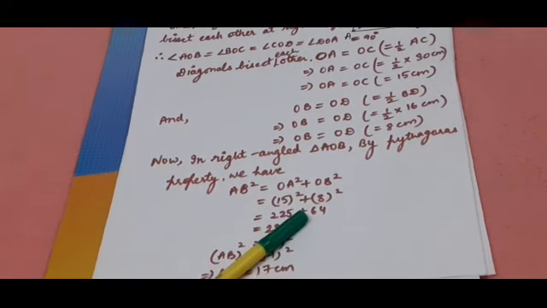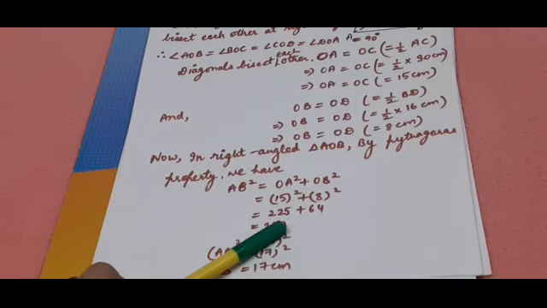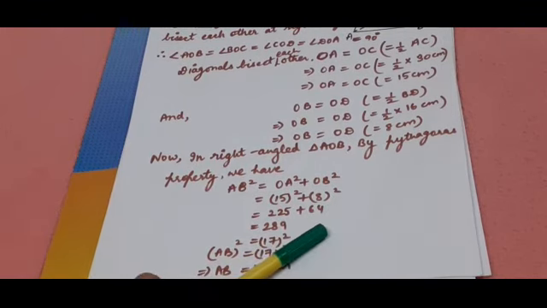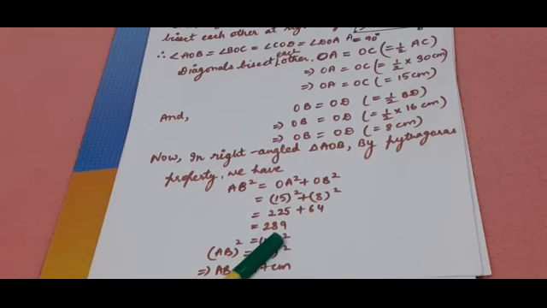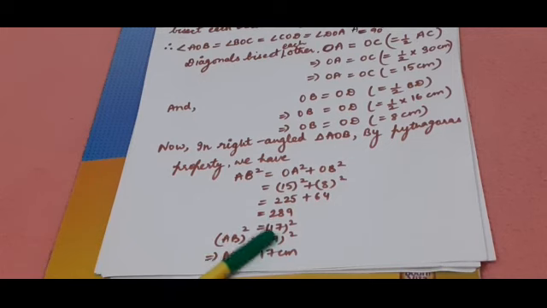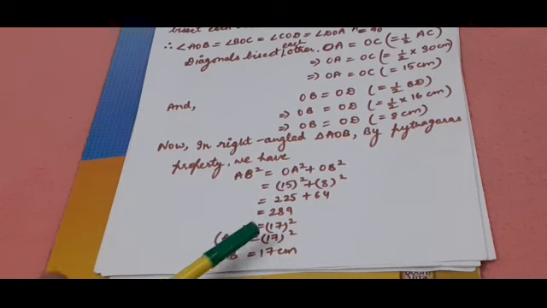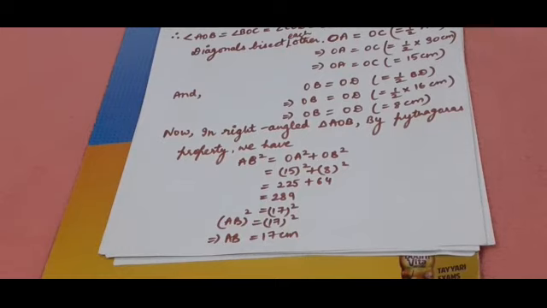Now you must learn the square numbers of 15. 15 15s are 225 and 8 8s are 64. When you are adding this you will get 289. You must know the square number of 17. The square number of 17 is 289. That means 17 square is 289. Now when we are comparing the bases in this, we will get AB is equal to 17 centimeter.